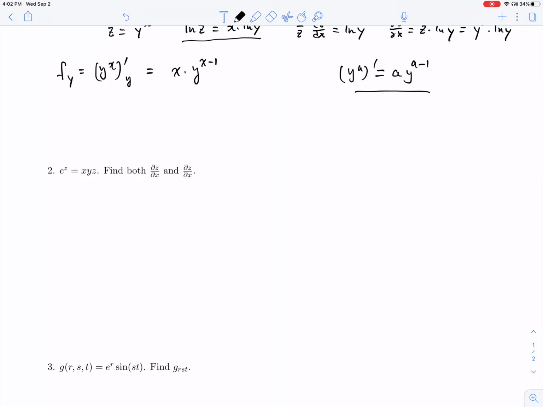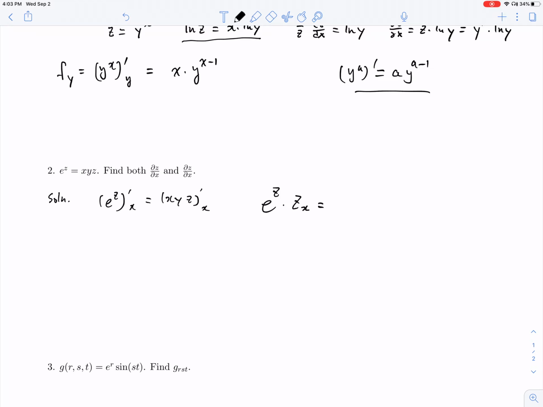Number 2, partial derivative. It's implicit because of the e to the power z over there. When we take the derivative with respect to one variable, it doesn't make any difference. So we take the derivative of e to the z with respect to x, and that's going to be equal to the derivative of xyz with respect to x. Now e to the power z is still going to have e to the power z, and the derivative, you can write down z_x, right? That should be fine. And then on the right-hand side, you have a product. Remember, y is a constant. That's fine. But x and z are both functions.